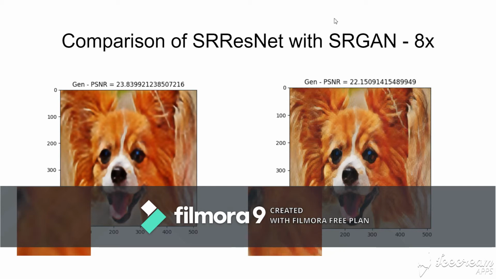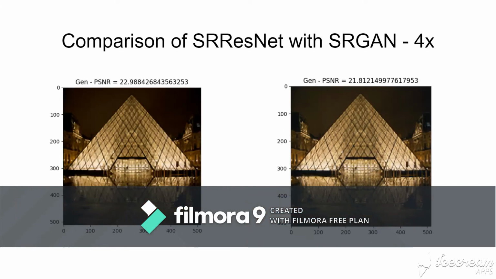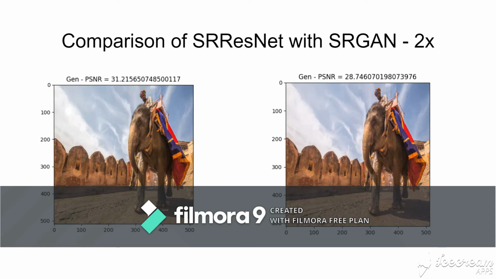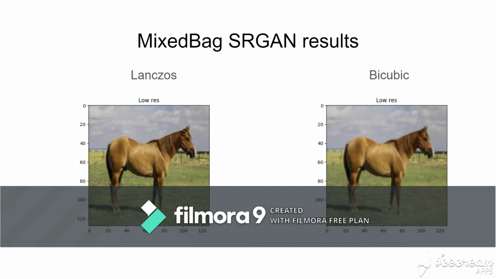Now, coming to the 8x case, you can see if I zoom into a part of the dog's fur, you can clearly see here that the SR ResNet produces more smoother outputs as compared to that of the SR GAN. The SR GAN, you can see that the dog's hair has higher definition. You can clearly spot the hair, and you can see that it's more realistic looking. Now, these are the images for the 4x and the 2x cases. You can see that the SR GANs always have a lower PSNR than the SR ResNet, but the images are more realistic looking.